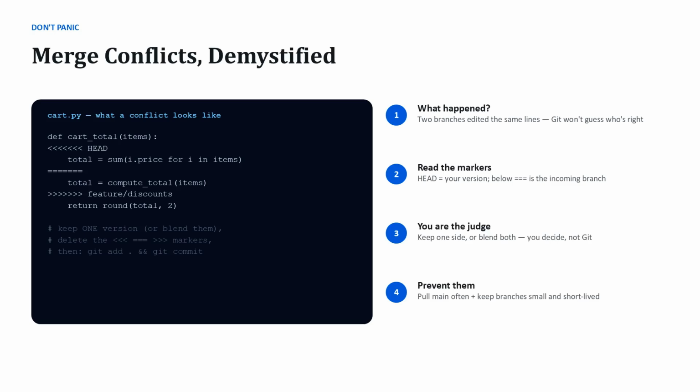Keep one side, or blend the best of both. Then delete the marker lines. Git add, git commit, done. That's the entire ritual. And 2 habits prevent most conflicts entirely. Pull the latest main into your branch often, and keep branches small and short-lived. Once you've resolved your first conflict on purpose, try it in a practice repo. The fear is gone forever.